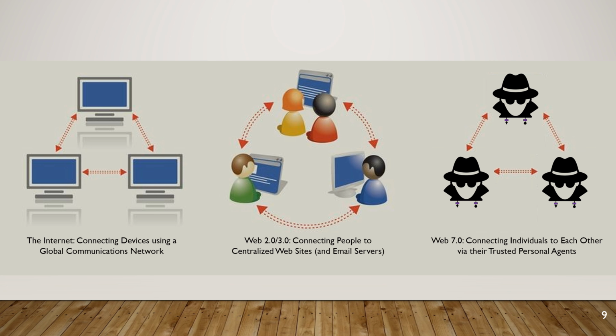Individuals to each other via their trusted personal agents. And when I say individuals, I'm talking about individual people, but also individual organizations and companies, farms, grocery stores, connecting them directly to each other via their trusted personal agents. So if we use that analogy of putting your left hand on top of your right hand again, the right hand on the bottom is still the internet. That second left hand that you put on top now, that's Web 7.0.